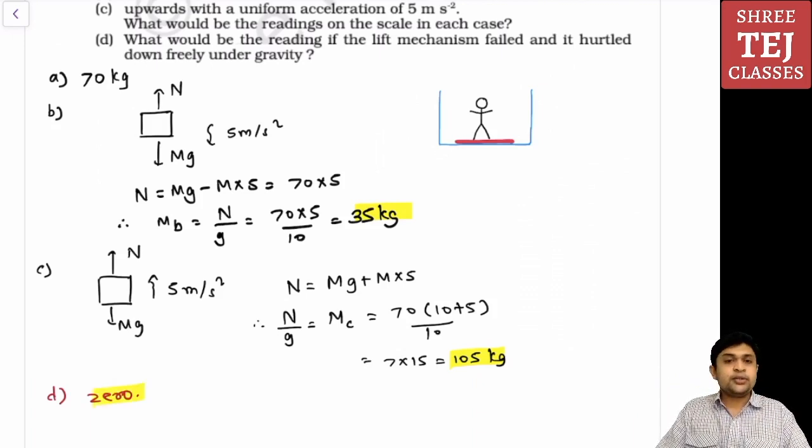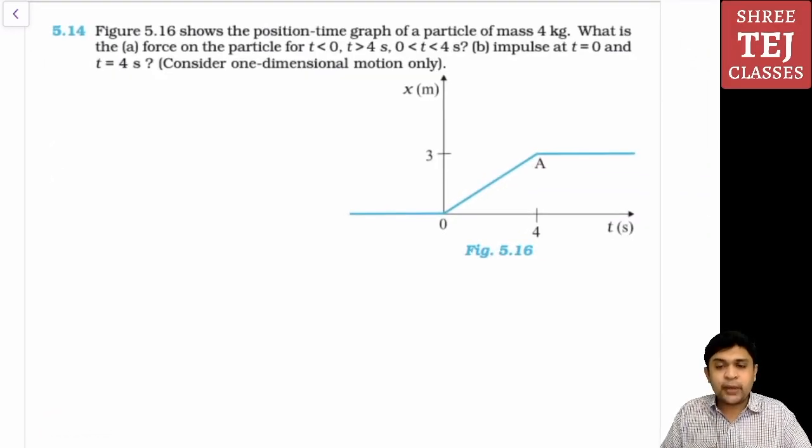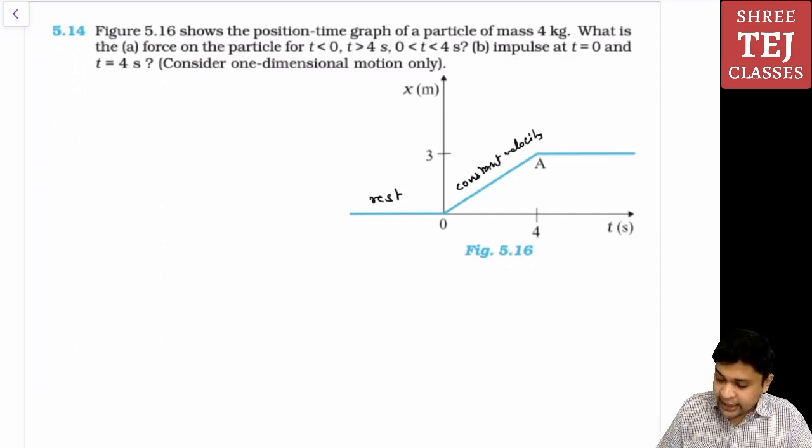The figure shows a position time graph of a particle of mass 4 kg. What is the force on the particle at t less than 0, t greater than 4 second, and t from 0 to 4 second, and we have to find the impulse at 0 and 4 second. It is a one-dimensional motion. Now this is a position time graph. Here the position is not changing, so the object is at rest. Here it is a straight line motion, so constant velocity, and here again at rest. So there is no acceleration anywhere, therefore force is 0 in all cases.